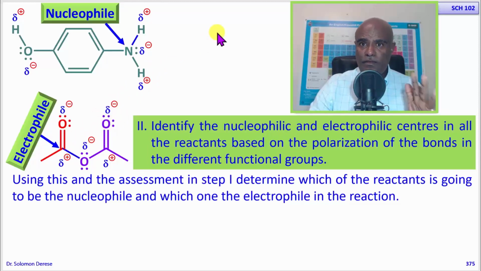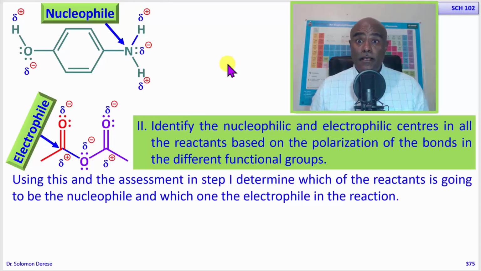So what we know in this reaction, we know the product. When you react 4-aminophenol and acetic anhydride, you get paracetamol and acetic acid. By assessing how the reactants reacted to give the product in step 1, we have determined the bond formation is between this one and this one. Therefore, this will be the nucleophile and this will be the electrophile.